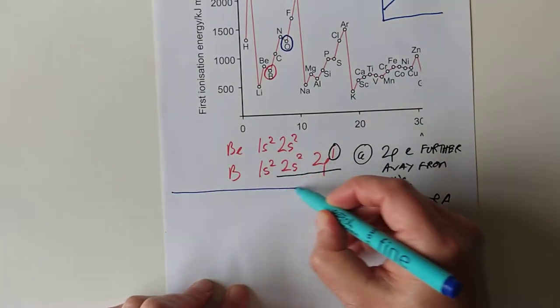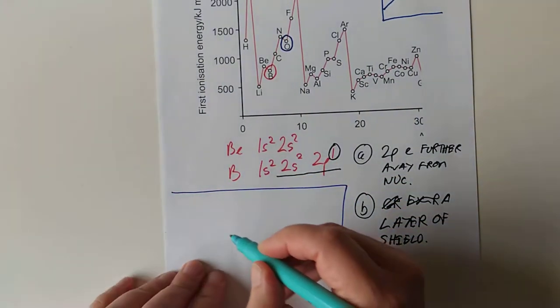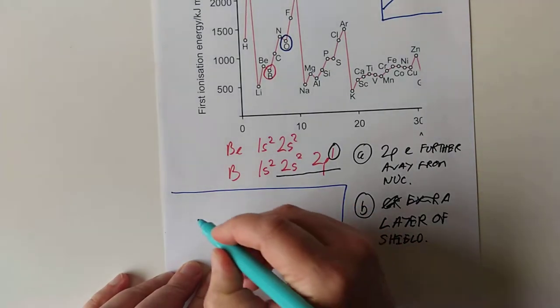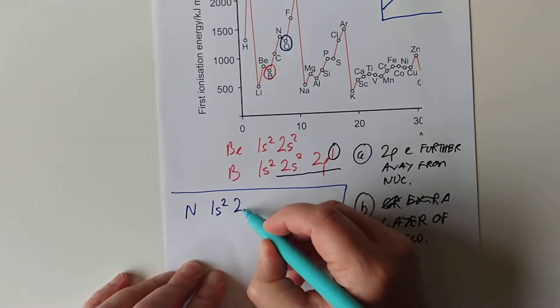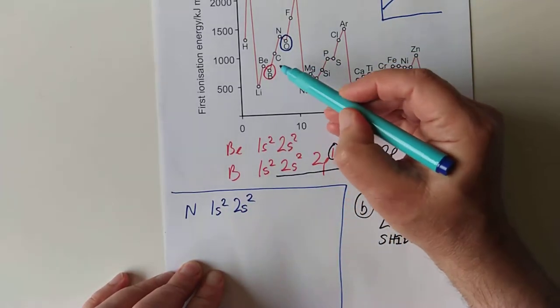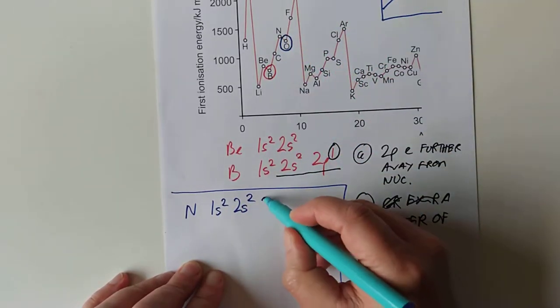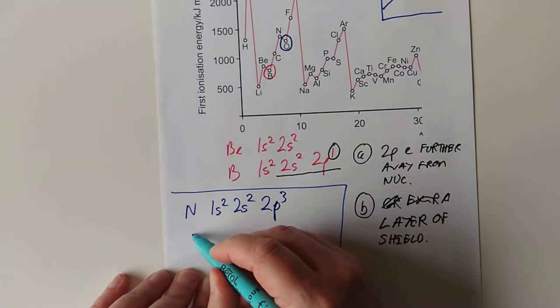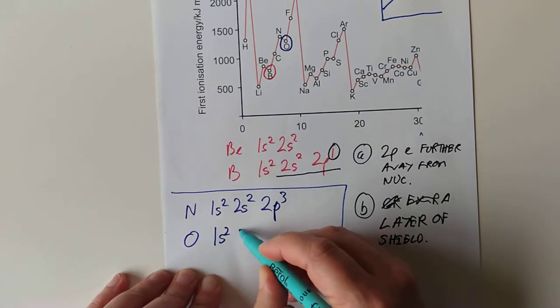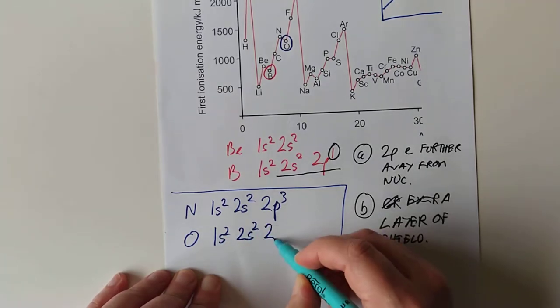So let's move on to the blue circle. If we have a look at the electronic configuration of nitrogen, nitrogen is 1s2, 2s2, 2p1, 2, 3. If we look at the configuration of oxygen, it's 1s2, 2s2, 2p4.